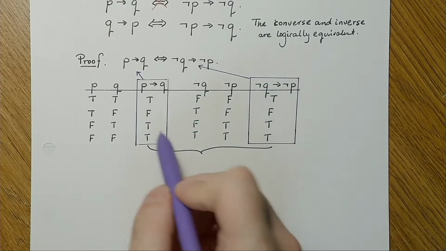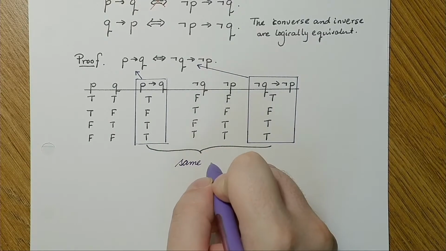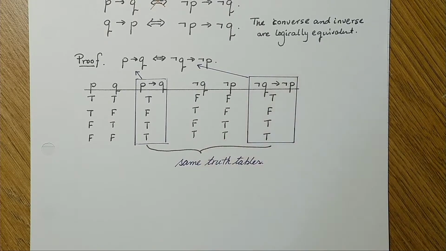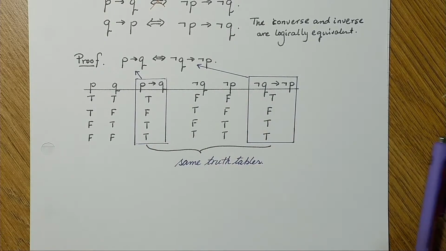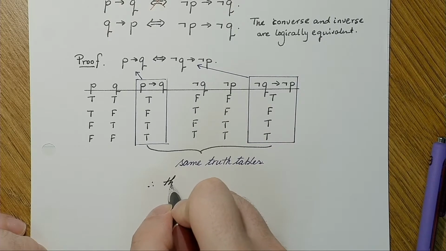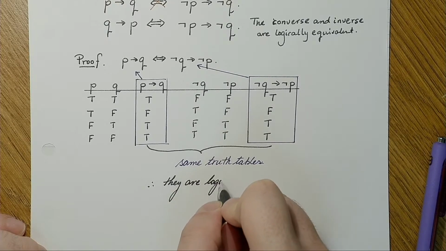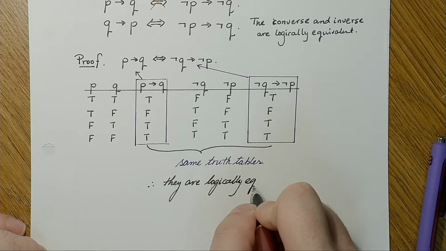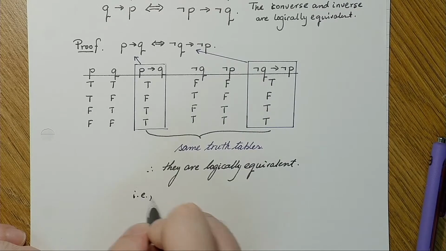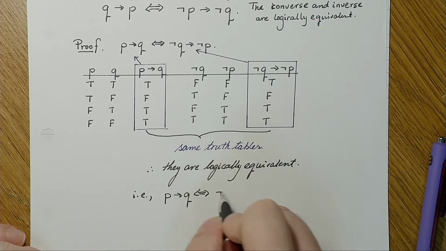So we have the same truth values. So this is the same truth table. Therefore, they are logically equivalent. Or in other words, what we've shown is that, in symbolic form.